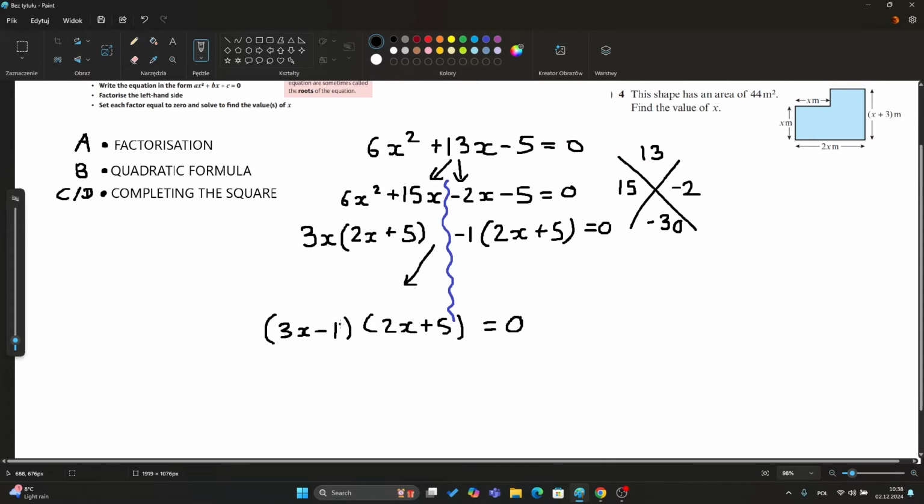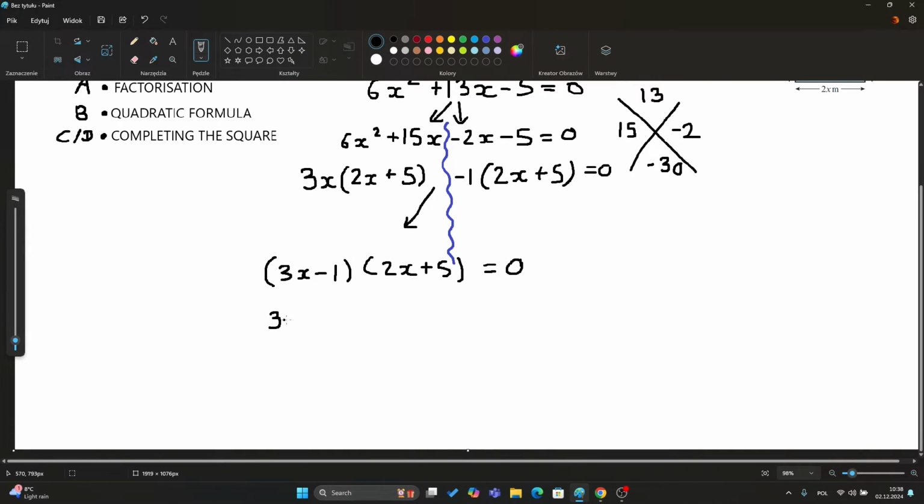Now one of them has to be equal to 0 for the equation to be equal to 0, so it could be 3x minus 1 that is equal to 0, or it could be 2x plus 5 that is equal to 0. So we got here x equals a third, and here we got x equals minus 5 over 2.